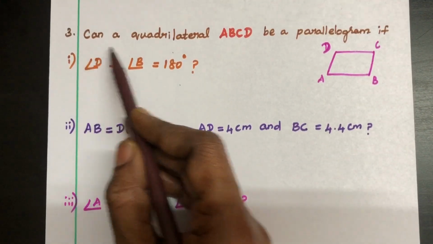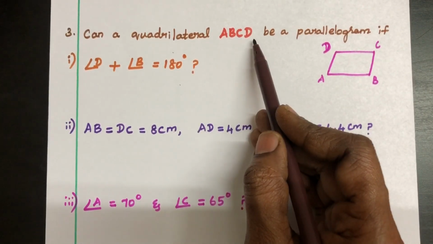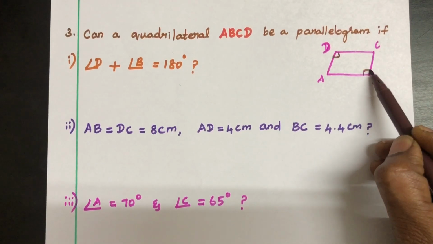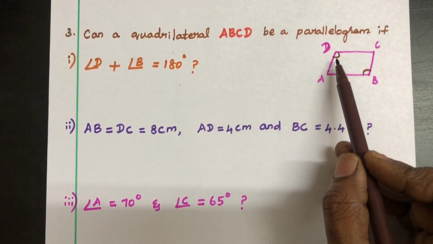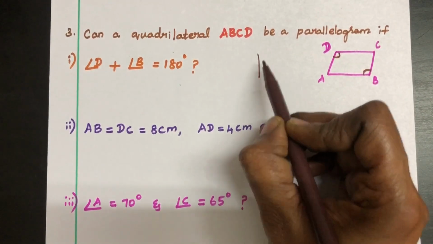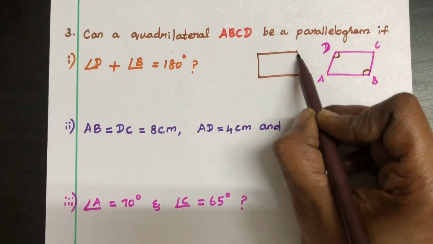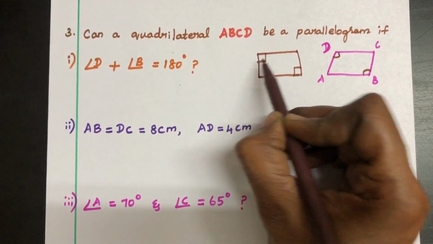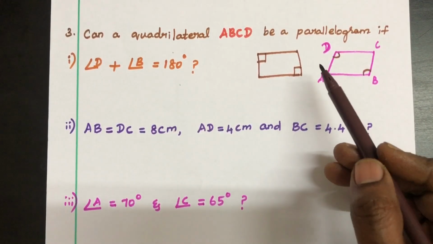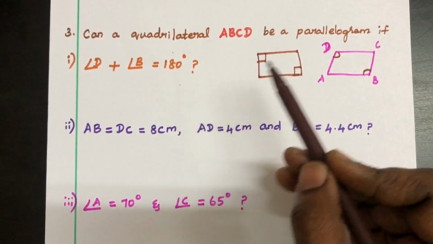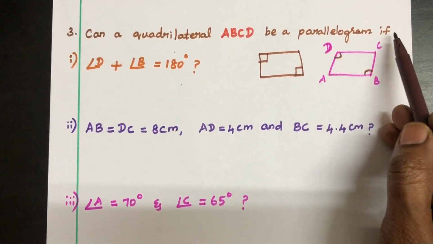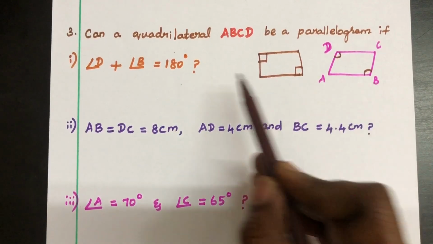Third question. First subdivision. Can a quadrilateral ABCD be a parallelogram if angle D and angle B are equal and sum to 180 degree? Opposite angles of a parallelogram must be equal. So it must be 90 degree then. 90 degree means it is obviously a rectangle, correct? It is a rectangle, so this is also a parallelogram. What we can say is, the answer for this question is, it can be, but need not be. ABCD can be a parallelogram if angle D plus angle B is equal to 180 degree.